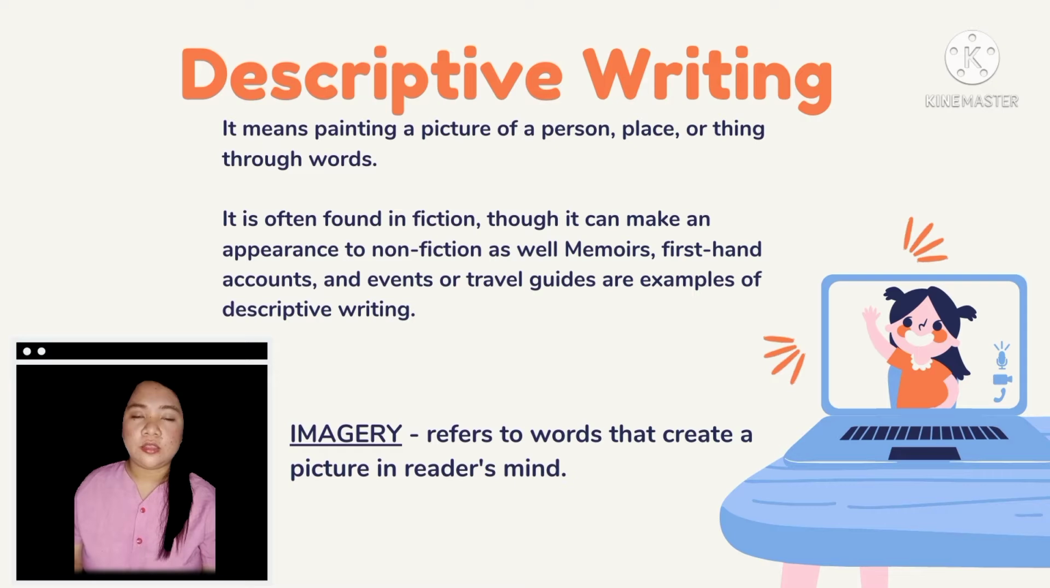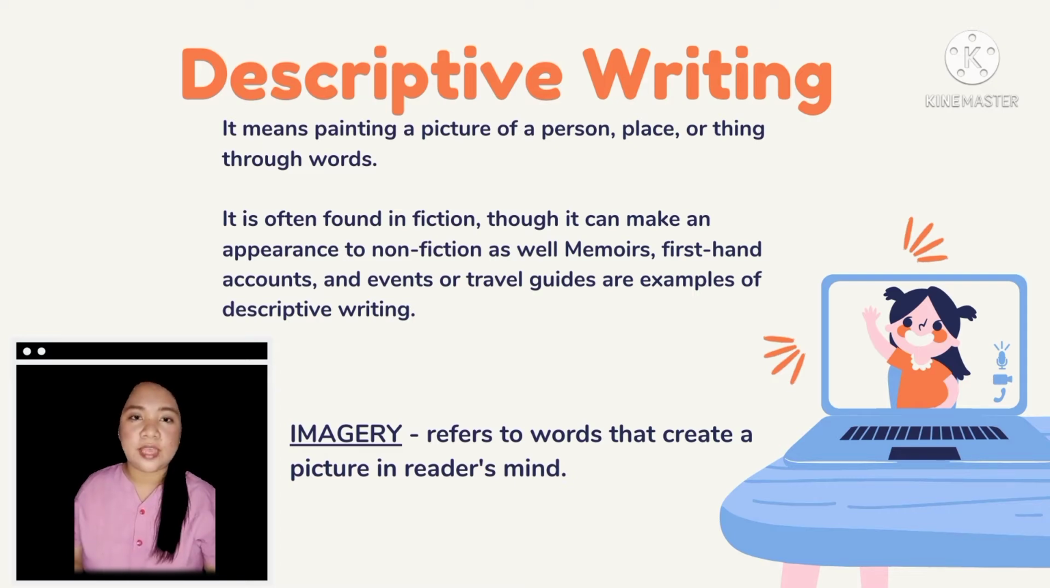In descriptive writing, the writer might employ literary devices like imagery and metaphor in order for the reader to understand or to picture out the words that the writer is trying to describe. Famous of all the literary devices used in descriptive writing is what we call imagery, which refers to words that create a picture in a person's mind.